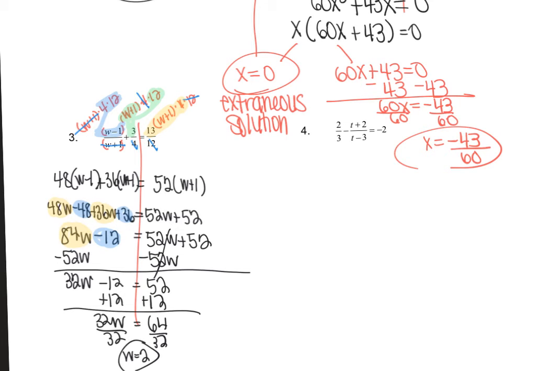So I look at 2. I plug the 2 back in. I get 1 over 3 plus 3 over 4 equals 13 over 12. So 1 over 3 plus 3 over 4, and when I plug that in my calculator, I do get 13 over 12.